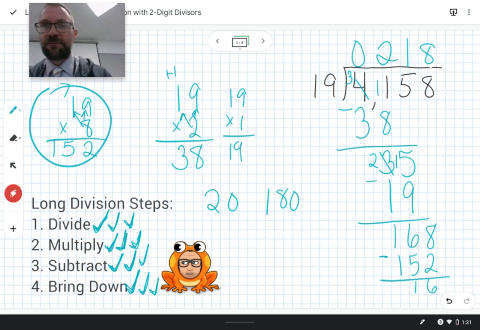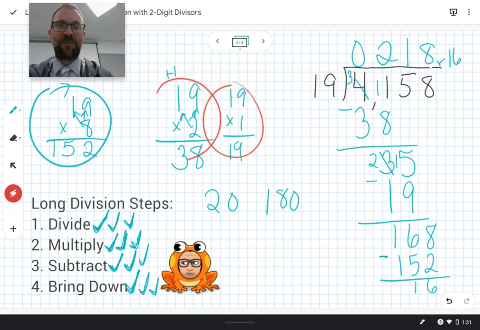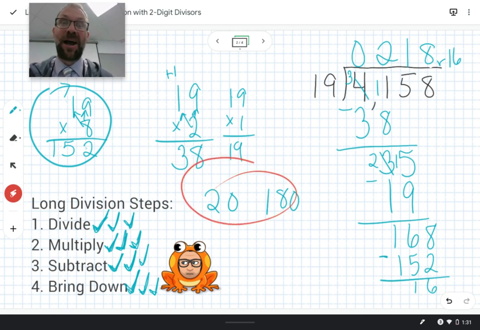And there is no next number. Look at that. Nothing. I'm done. This is my remainder. My final quotient is 218, remainder 16. Oh my gosh, that was so big. Do you see all the extra work we have to do as soon as we jump to 2-digit divisors? We got to start multiplying on paper. We got to do a little bit of rounding. Things get a little bit trickier today.